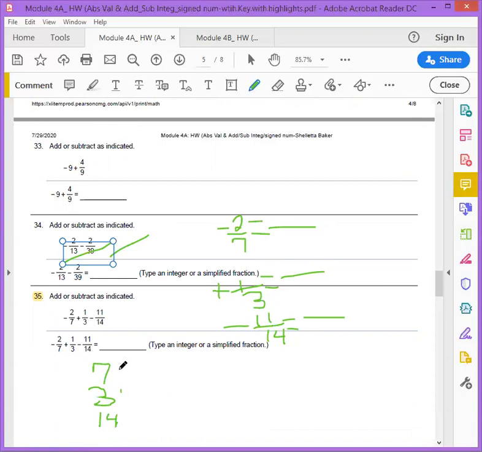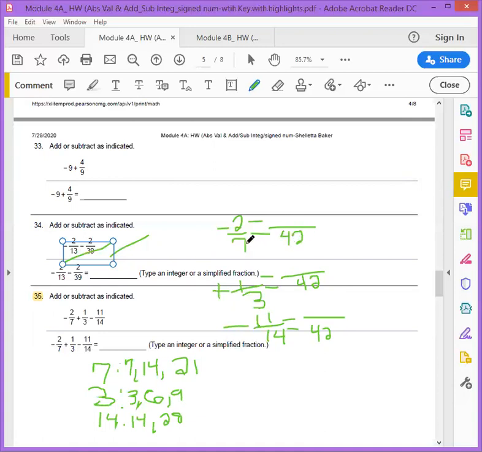Now that just means we'd have to find multiples of each digit and then find the smallest one that each of these have in common. So 7 times 1, 7 times 2, we'll write out multiples of each digit. 3 times 1, 3 times 2, 3 times 3, 14 times 1, 14 times 2. We keep going, and the smallest multiple that we have in common for all 3 of these digits is going to be 42. So we need to rewrite each of the fractions with denominator of 42.